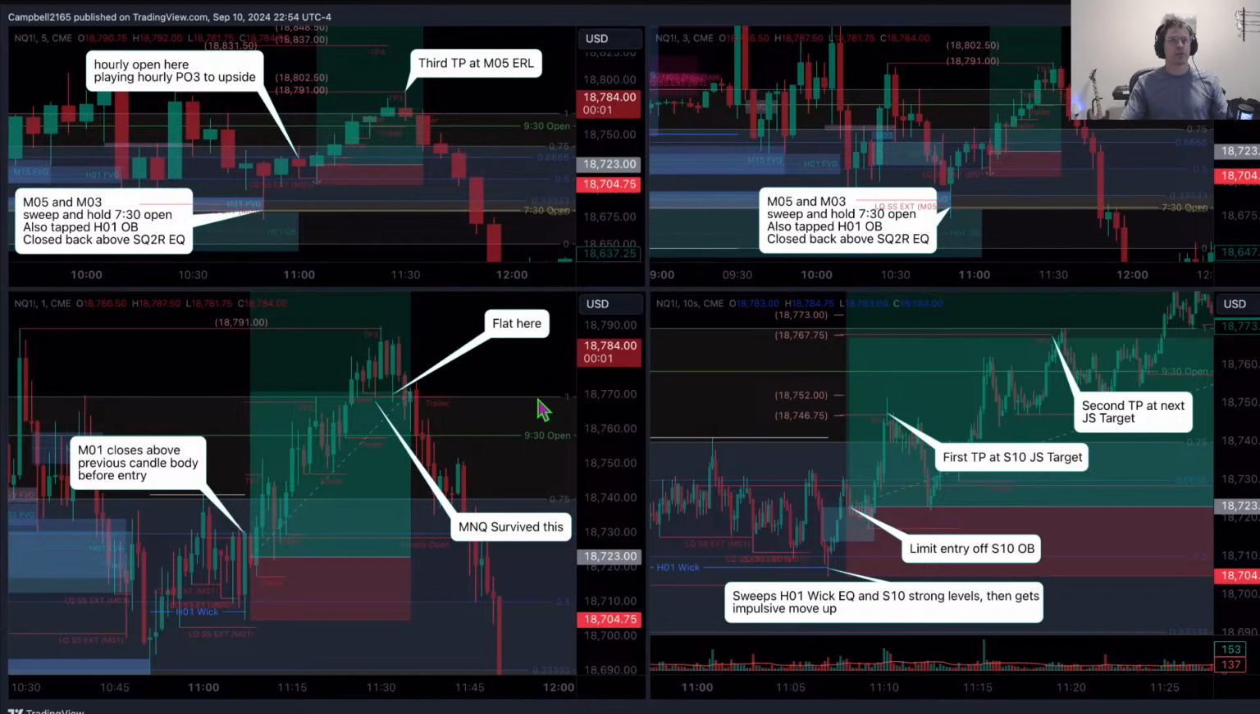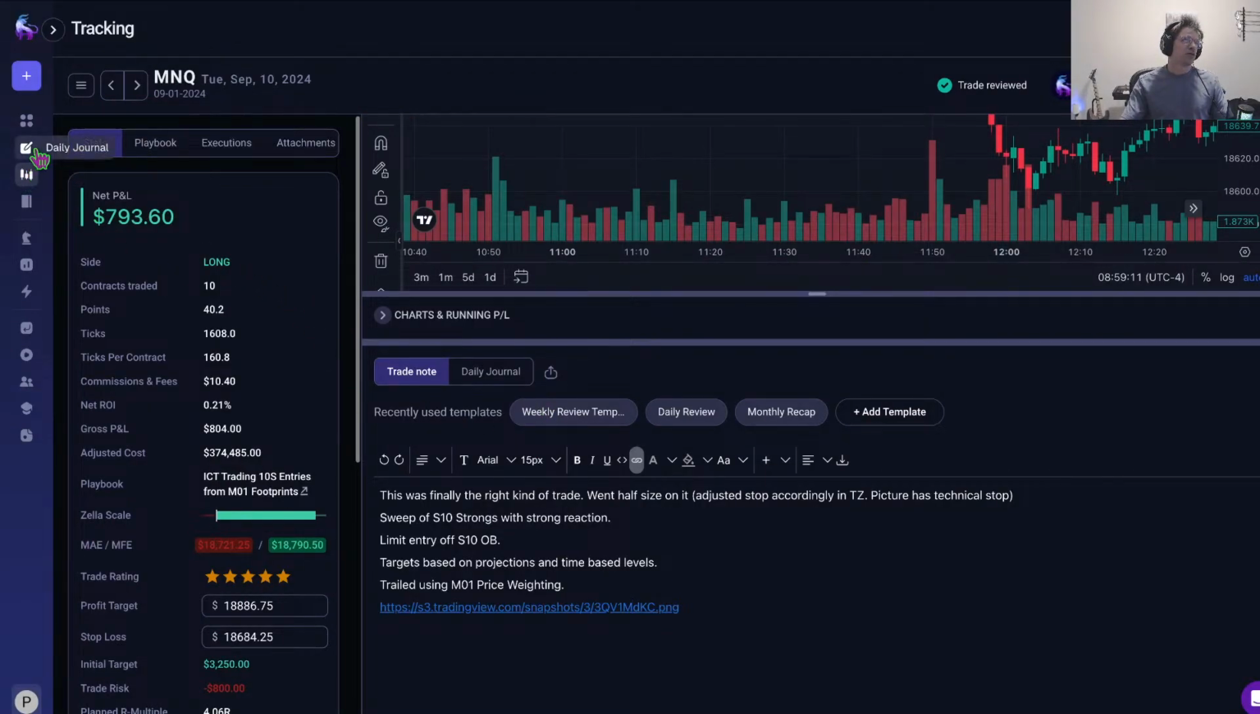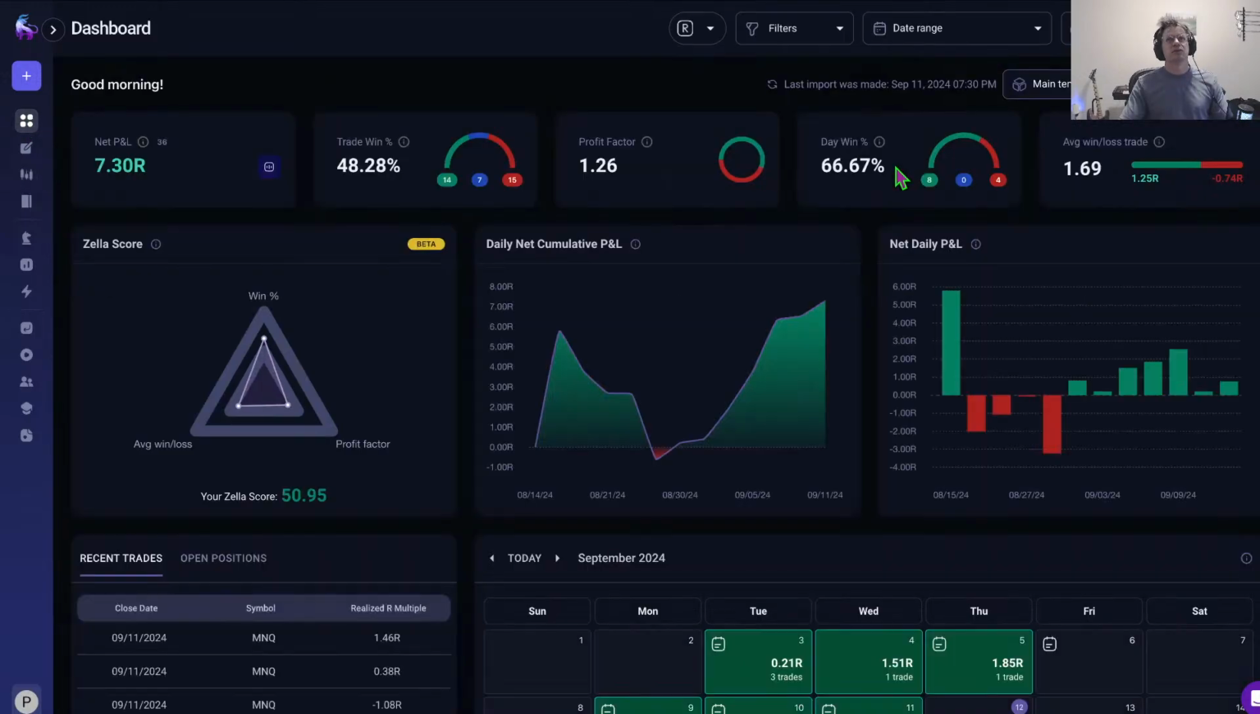So now we've looked at a sweep in an AMS, and we've looked at an entry that didn't work based on me not following the M1 structure. Follow the structure. All right. That should be enough.